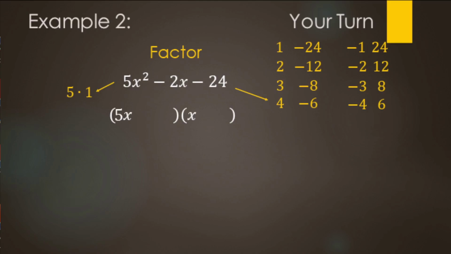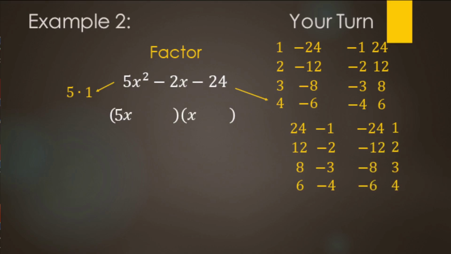And because we have different coefficients in our answer, we need to at least switch the order of the numbers. So instead of negative 1, 24, it's 24, negative 1. Instead of negative 2, 12, it's 12, negative 2, and so on and so forth. And then we can do the same thing with this column here: negative 24 and 1, negative 12 and 2, negative 8 and 3, negative 6 and 4. So there are all the possibilities. Now, this is a bunch, not lying to you, so if you want to, you can write these in your notes.